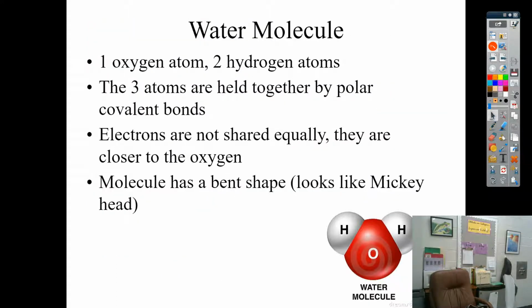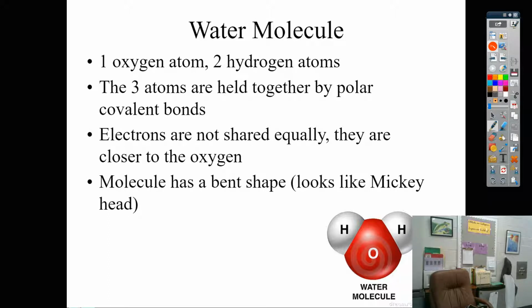So water has several properties. But first you need to know what it's made up of.